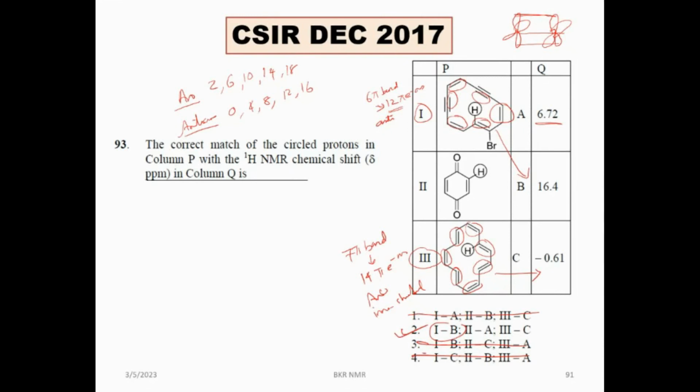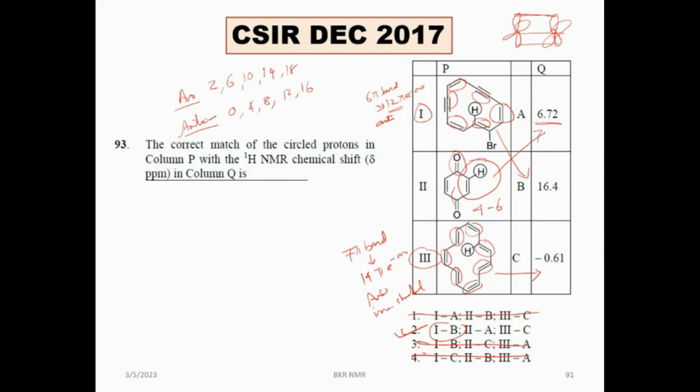And 2 is nothing but an alkene proton, alkene hydrogens. Alkene hydrogen will be having a range of 4 to 6. Since you have a double bond attached, you have a de-shielding. Therefore, you'll be having a value around 6.72. So 2 should be A. So with the aromatic, anti-aromatic approach, you can solve this problem. Okay. So the answer is option 2. Do you all agree with this, guys? Yes, ma'am.